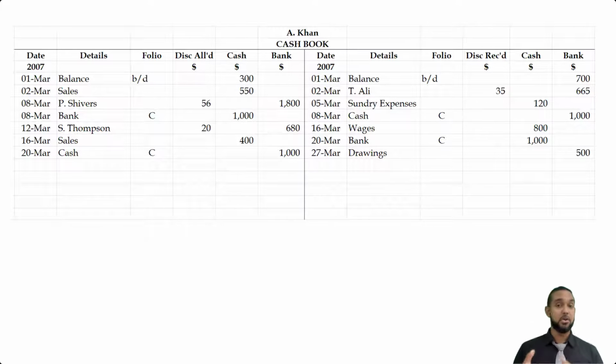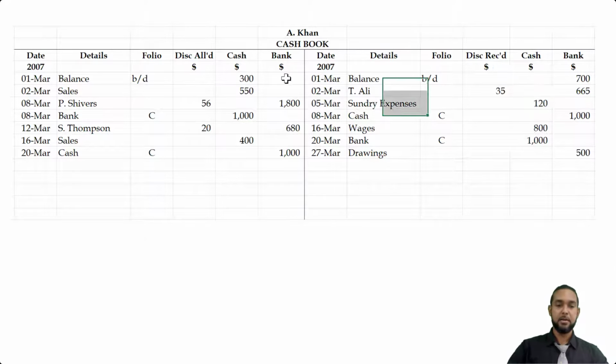And the total for the discount received column will go to the discount received account in the general ledger. Now, how do we balance off the accounts? So we add up all the money coming in. That gives us $2,250. We're going to add all the money going out, $1,920. So $2,250 coming in, right? And you have $1,920 going out. To find out how much you have left, you're simply going to subtract, right?